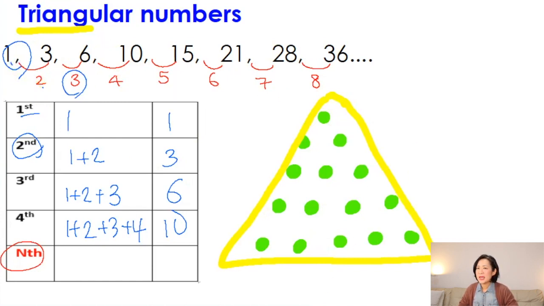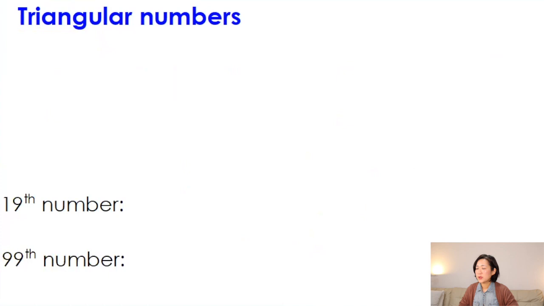Then finding the nth term is super tricky. But at least we can see the pattern. We keep adding the consecutive numbers from 1, right? So now, how to find the nth term of a triangular number: don't just simply memorize it. You need to understand how we come up with the formula.